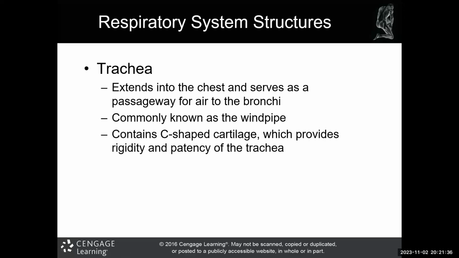The trachea now, so from the pharynx, we go to the trachea. That extends into the chest and serves as the passageway for air to the bronchi. So the trachea splits into the bronchi, two bronchi that go into the left and the right lung. Trachea can also be called the windpipe. It has C-shaped cartilage, which provides rigidity and patency of the trachea. So rather than letting the trachea slide around, it holds it in place and keeps it rigid.